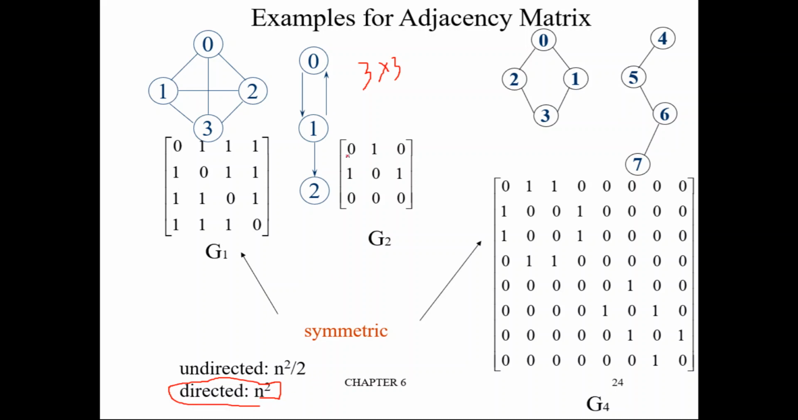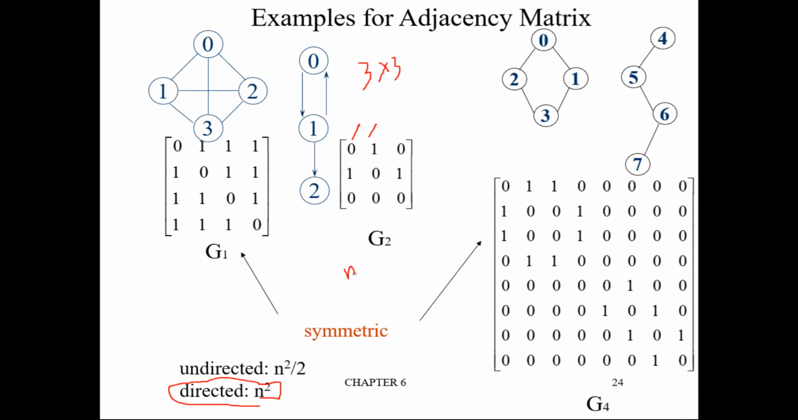So basically it means that you have to search every location and add: 0 plus 1 is 1, plus 0 is 1, plus 1 is 2, plus 0 is 2, plus 1 is 3, plus 0 is 3, plus 0 is 3, plus 0 is 3. So the number of edges in this graph is 3. Are you getting it? Right?